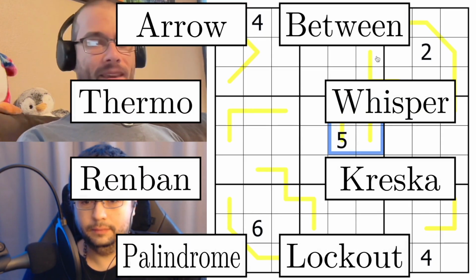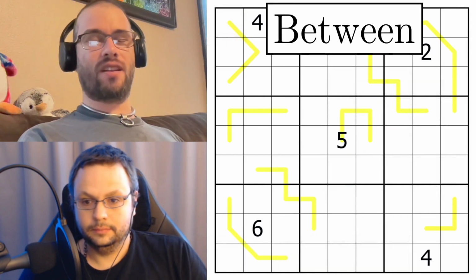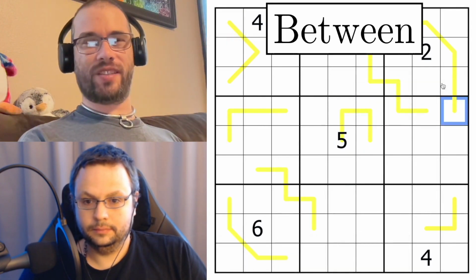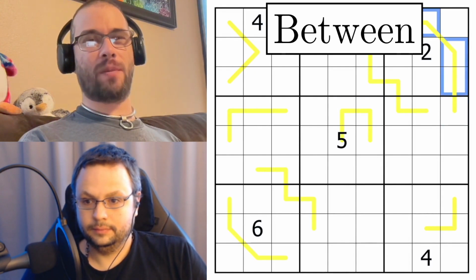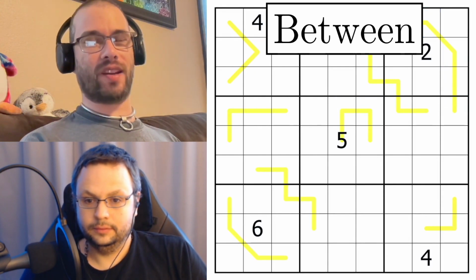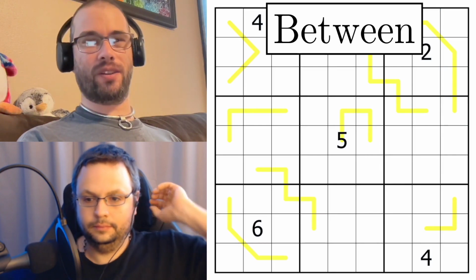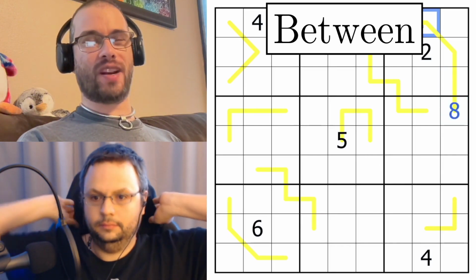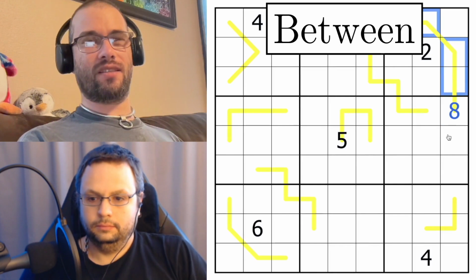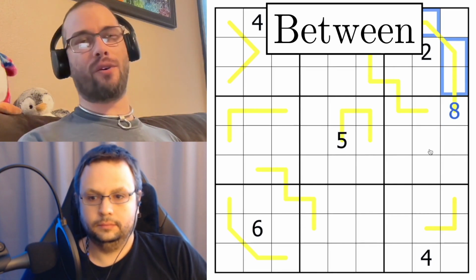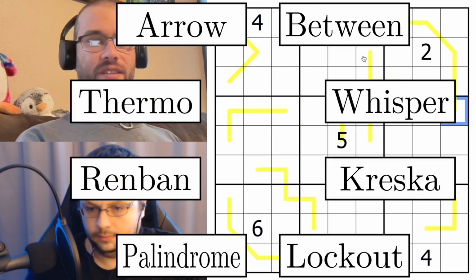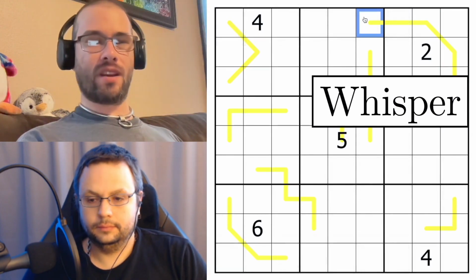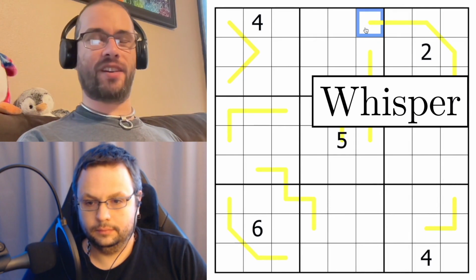Or they could be a between line. On a between line, whatever the digits on the ends of the line are, all the digits on the rest of the line must be between those 2 outside digits. So if this was a 2 and this was an 8, these digits would have to come from 3, 4, 5, 6, and 7.